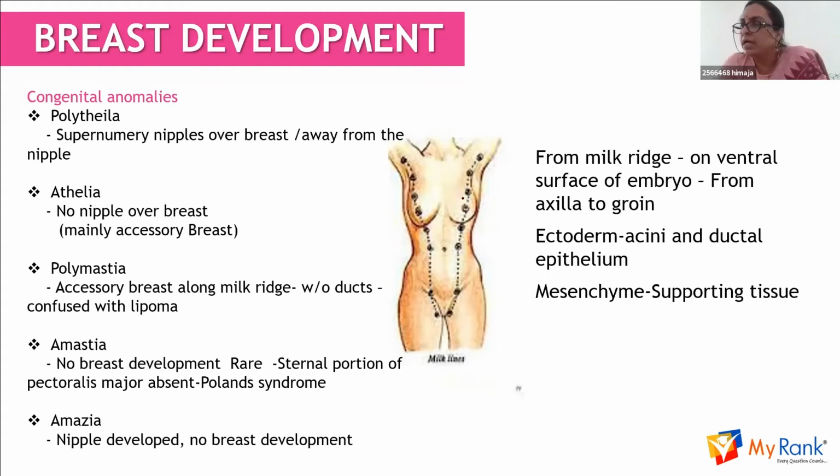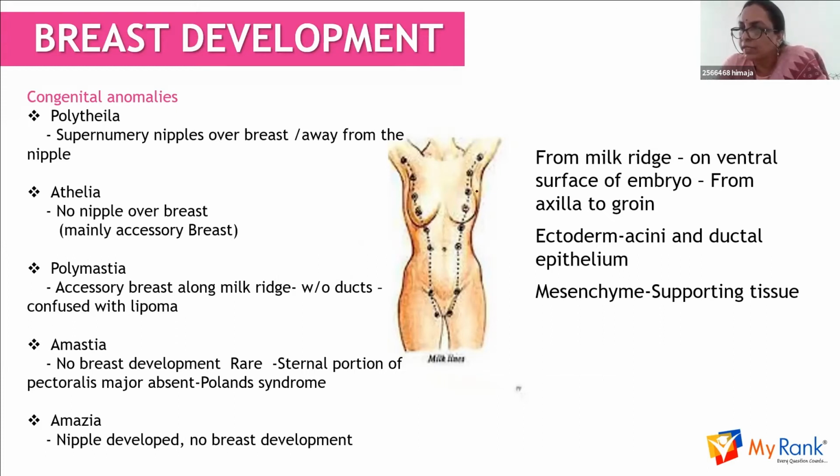So what you have to remember is thelia is nipple, mastia is breast tissue. Polythelia means more than one, that is supernumerary nipples. Usually they occur over the breast or they can occur away from the breast. Then athelia. Athelia is absence of nipple. Mainly in the accessory breast tissue, you don't find these nipples. Then there is polymastia. Polymastia is more than one breast.